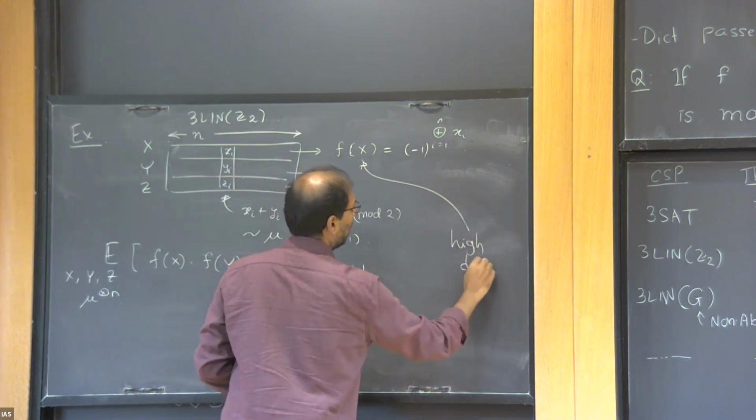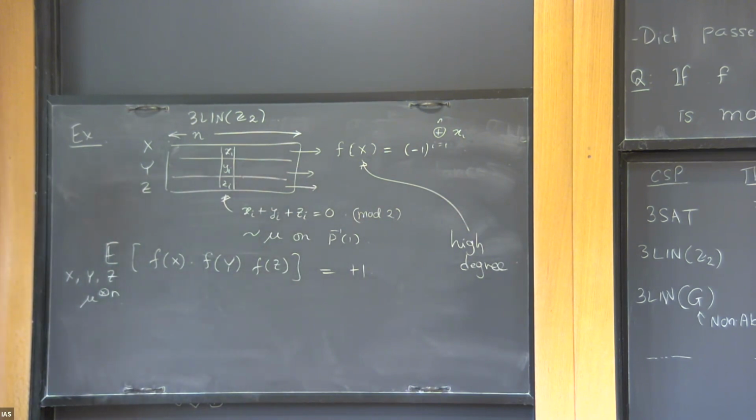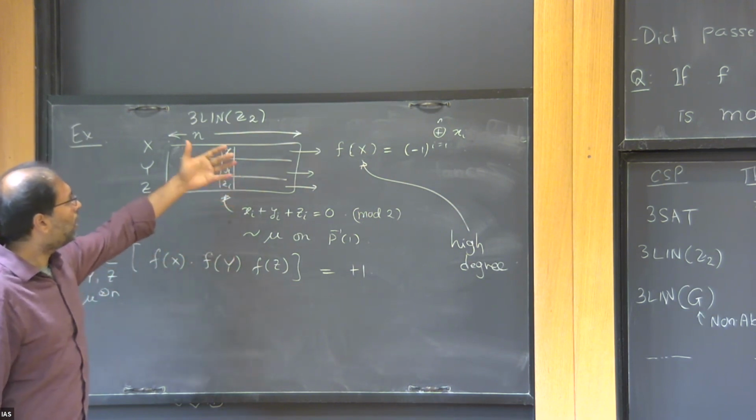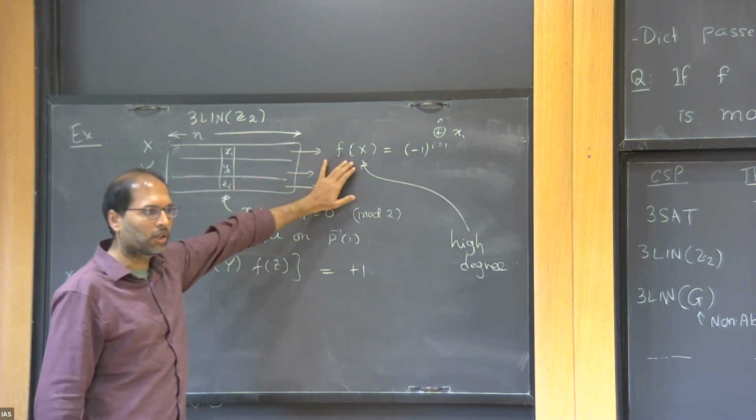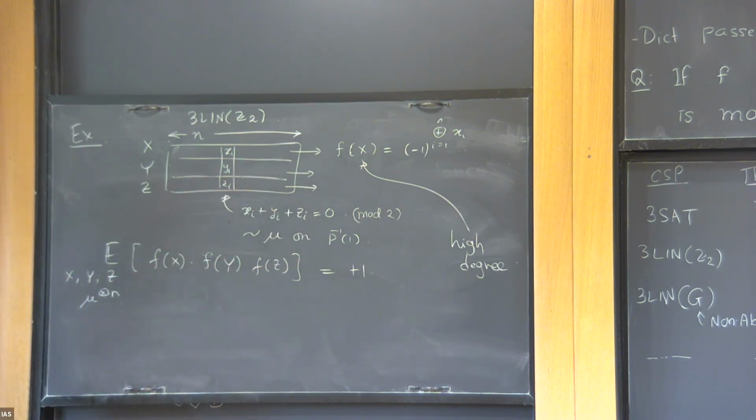And let me emphasize that this function f is a high degree function. It's purely high degree. It has no low degree part whatsoever. It's in fact a monomial. And this is the analytical question: for which predicates can there even exist a high degree function such that this expectation is non-negligible? That's the analytical question.